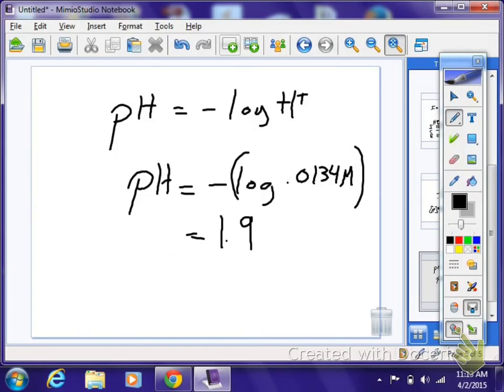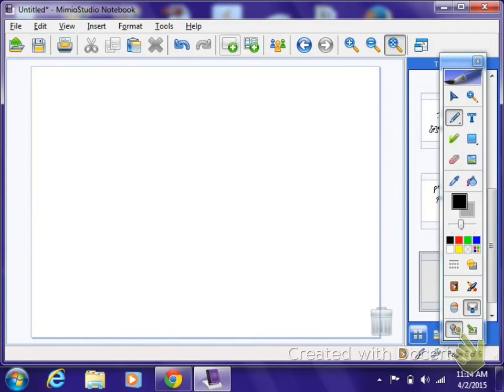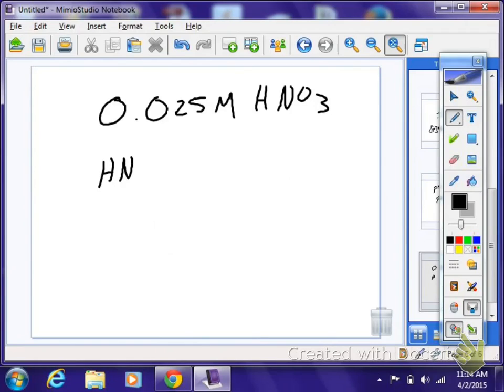Okay? Well, let's take the strong acid. So strong acid doesn't have a Ka. Okay? So strong acid does not have a Ka. So let's just take HNO3 for example. Let's say I have 0.025 molar of HNO3. So then I have HNO3, one arrow, not coming back, forms H plus NO3 minus. Okay, so we're starting out with 0.025 of this.